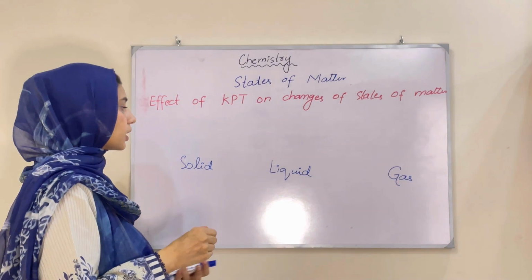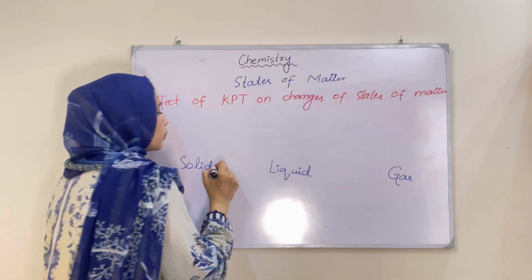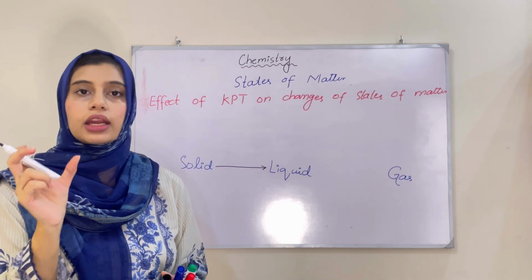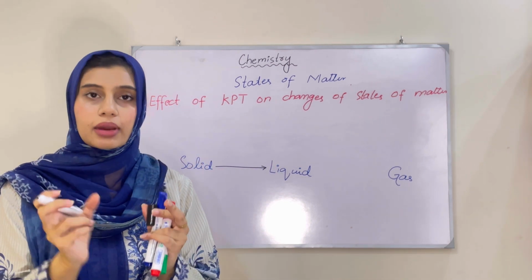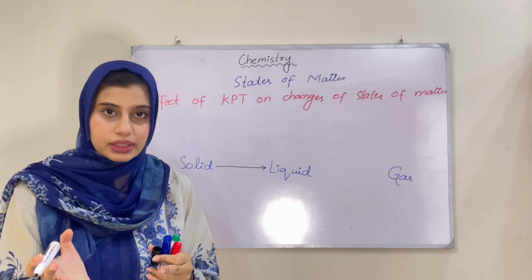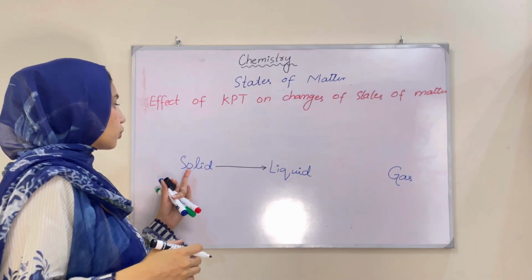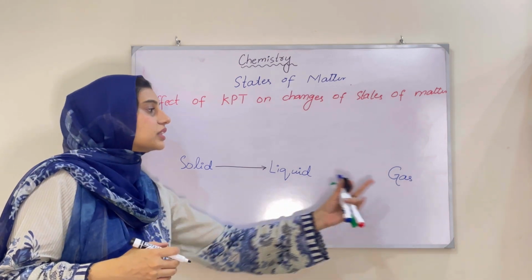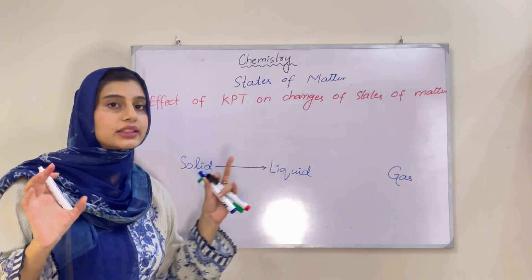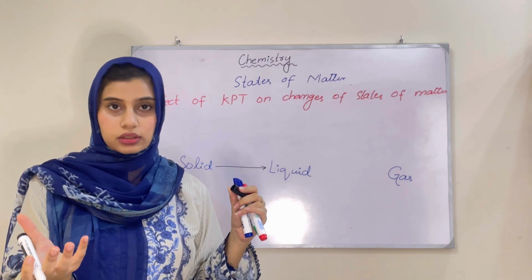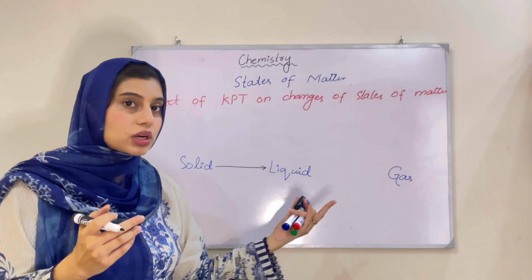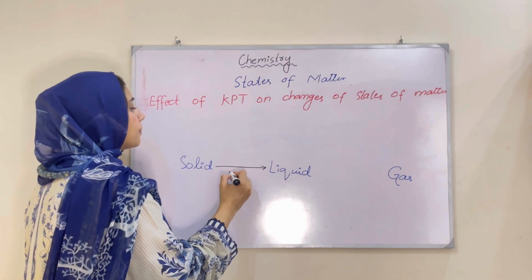For example, a solid is converting into a liquid. When these interconversions occur, every interconversion has a particular name and a particular arrangement of atoms which changes with time. So we have solids, liquids and gases. Solid is converting into liquid, for example, ice cubes, which are solid, converting into liquid water. This process is known as melting.